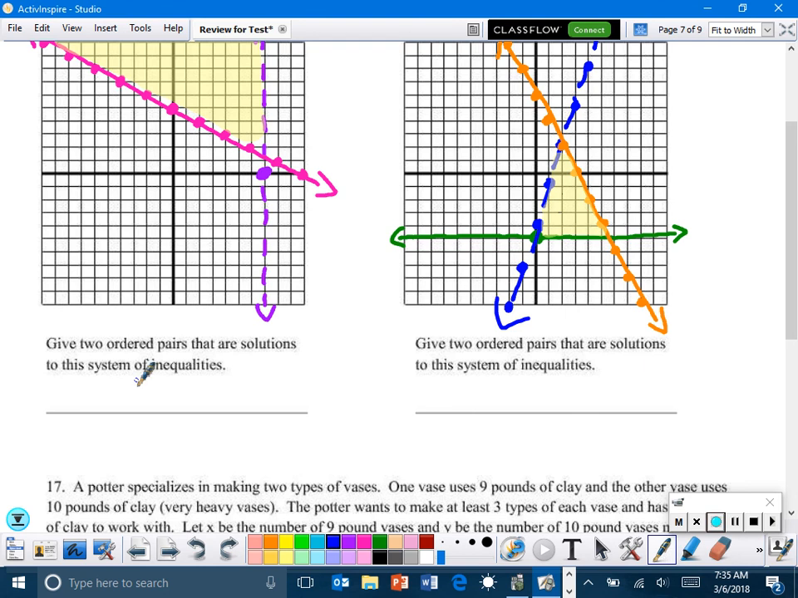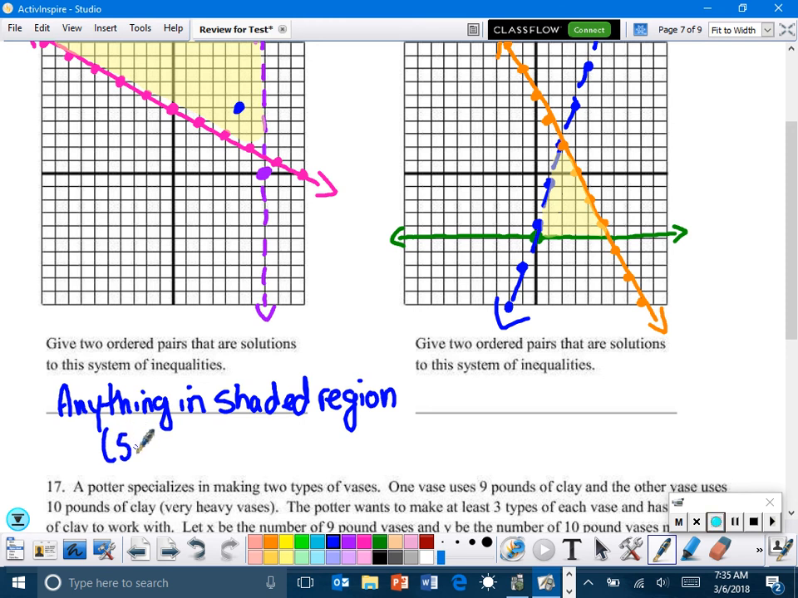Okay, so underneath this graph, give two ordered pairs that are solutions to the system. Remember, anything in the shaded region. Now you don't write that, you pick out one. Like this spot. 1, 2, 3, 4, 5, 1, 2, 3, 4, 5. 5, 5 is a solution. Okay, there are lots of them.